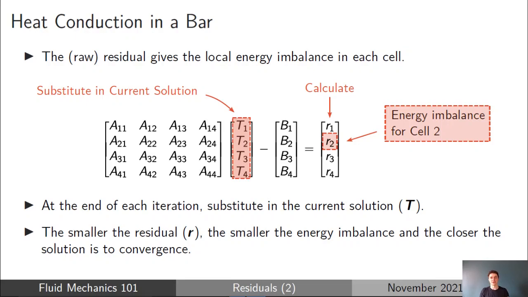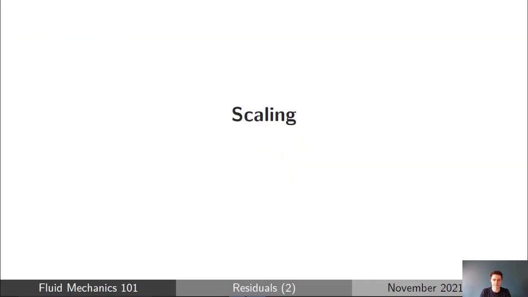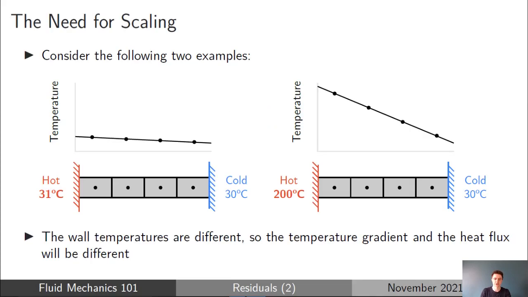And when those energy imbalances are reduced below some certain tolerance, we can be happy that our solution is iteratively converged to some tolerance. Now, the focus of today's talk is going to be taking that idea of the residuals and applying a process called scaling to the residuals. And what I want to do before showing you the process is to explain to you why we need to scale the residual vector. And the way I'm going to do this is just by considering 2 very similar examples, which you can see here on the slide. In both cases, we've got the same case that we looked at before, but we've got the 1D heat conduction in a bar between 2 fixed temperatures.